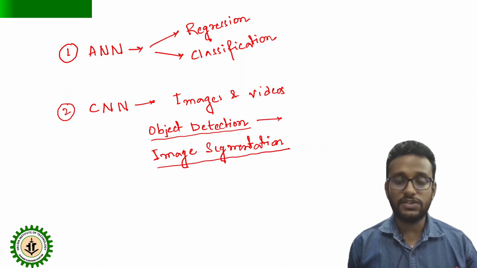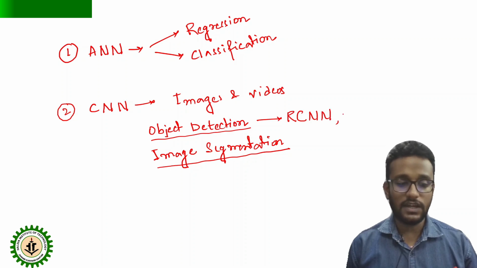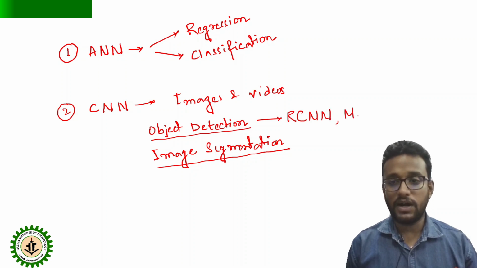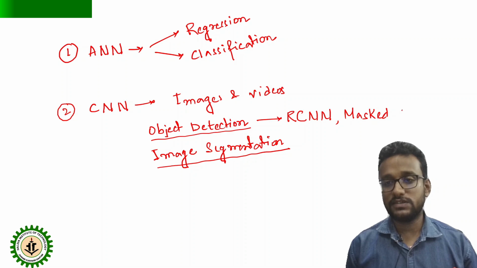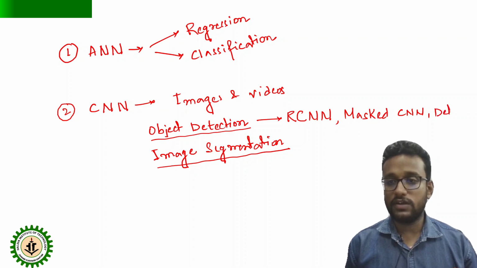For the object detection, we have several kinds of CNN architecture. The first one is called RCNN. Next we have the Mask CNN. And next we have the Detectron.